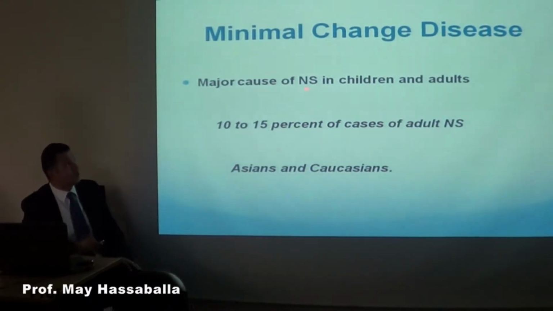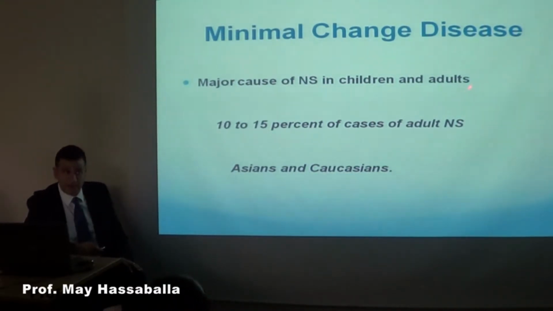Minimal change disease is a major cause of nephrotic syndrome in children and adults. It constitutes 10 to 15% of cases in adults.